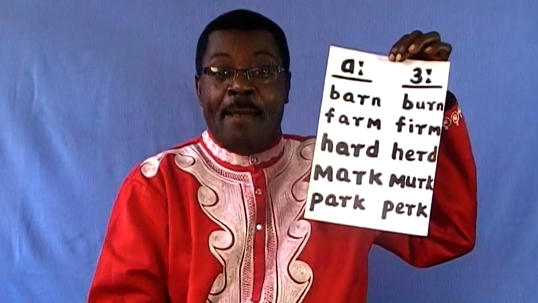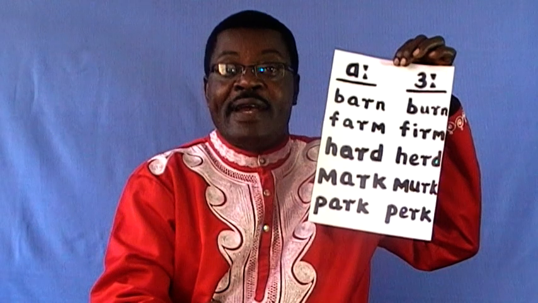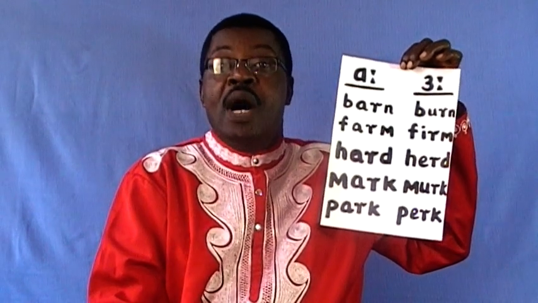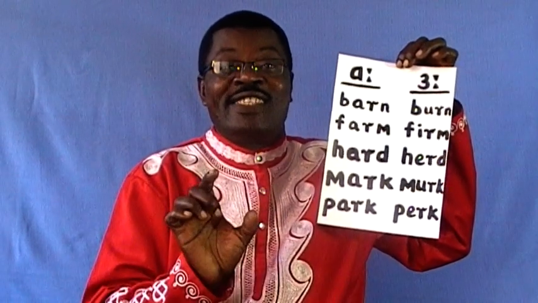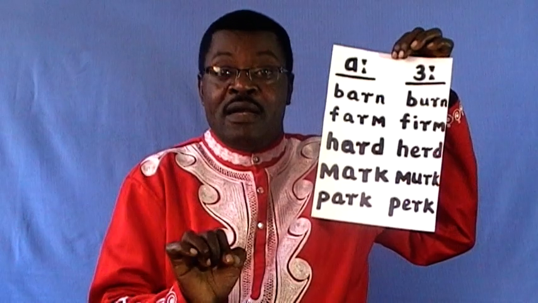Good. Now the next pair. M-A-R-K. You say mark, to mark, but M-U-R-K, murk. You get the difference? Good. Now, lastly, P-A-R-K. You say park, but P-E-R-K, perk. So it's about the long, low front sound A versus the long, mid central sound.